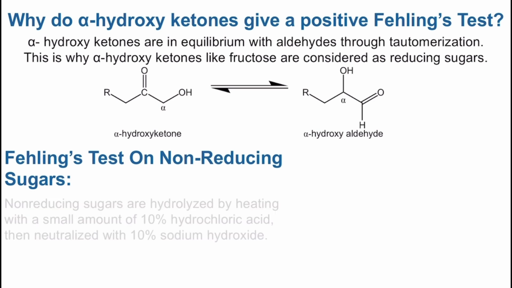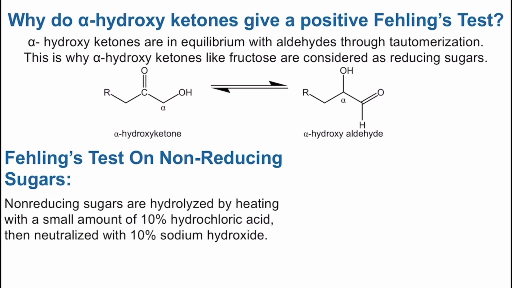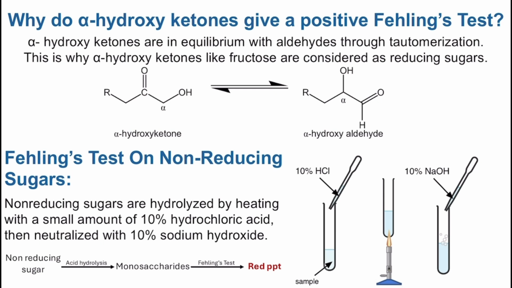For this, take 2 milliliters of the sample, add 1 milliliter of hydrochloric acid, and boil the contents of the tube for about a minute. Allow the test tube to cool down and add some sodium hydroxide to neutralize the residual acid present in the test tube. Fehling's test is then performed as usual on this hydrolyzed sample, which is now supposed to contain reducing monosaccharides.